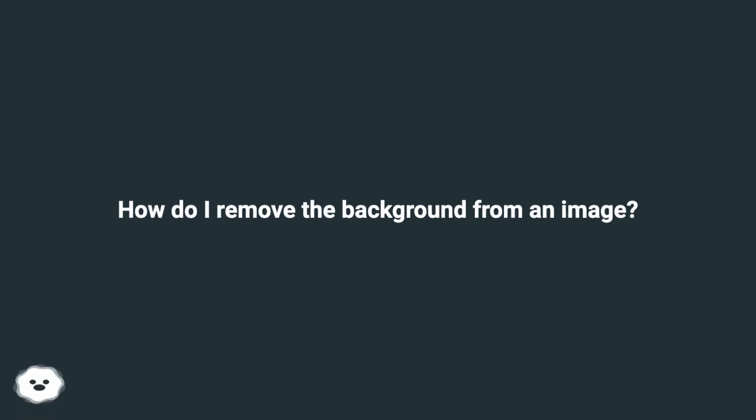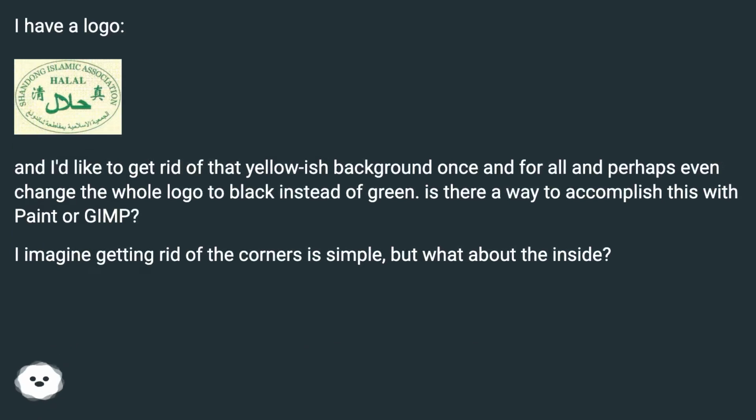How do I remove the background from an image? I have a logo, and I'd like to get rid of that yellowish background once and for all, and perhaps even change the whole logo to black instead of green. Is there a way to accomplish this with Paint or GIMP? I imagine getting rid of the corners is simple, but what about the inside?